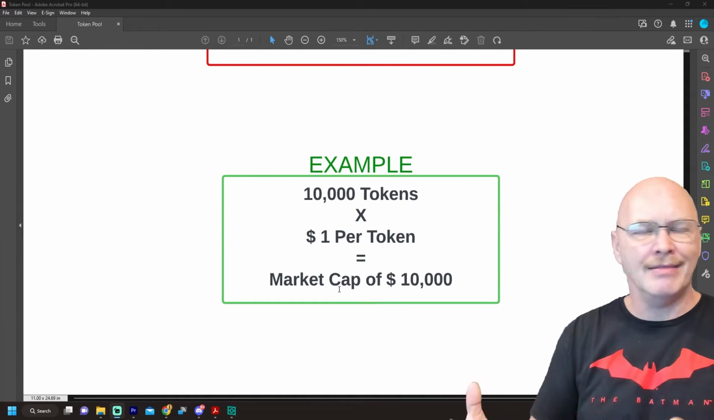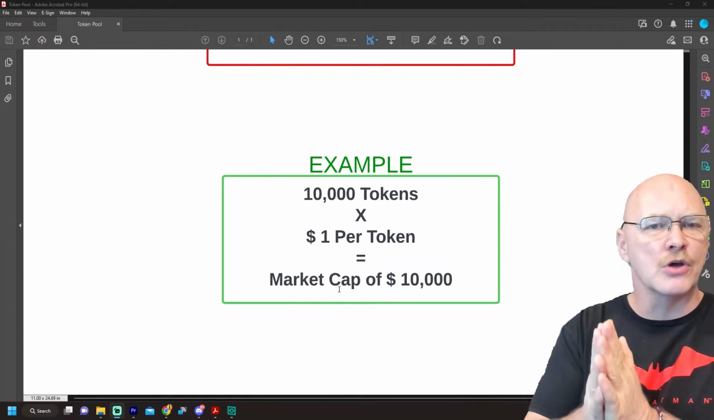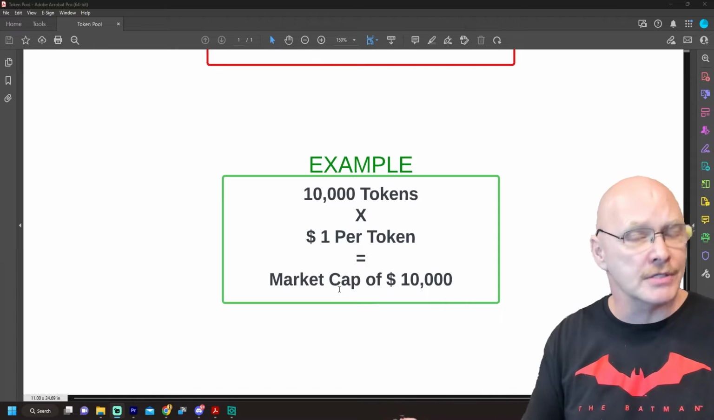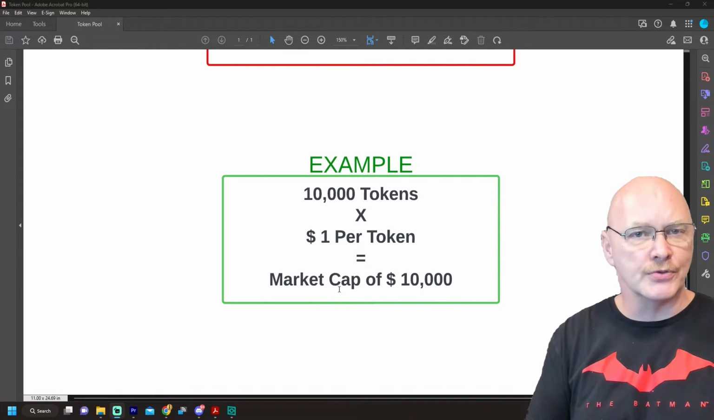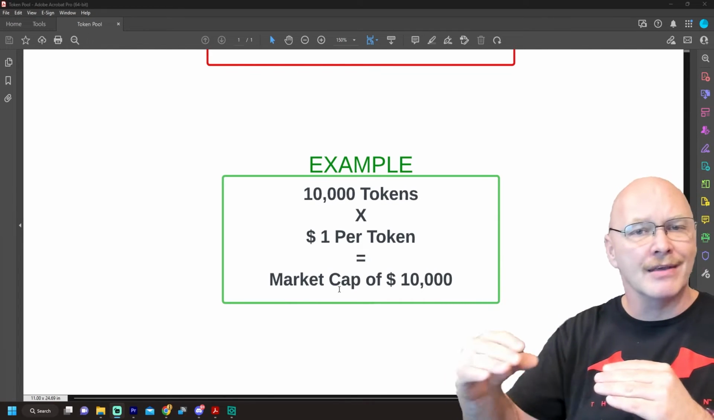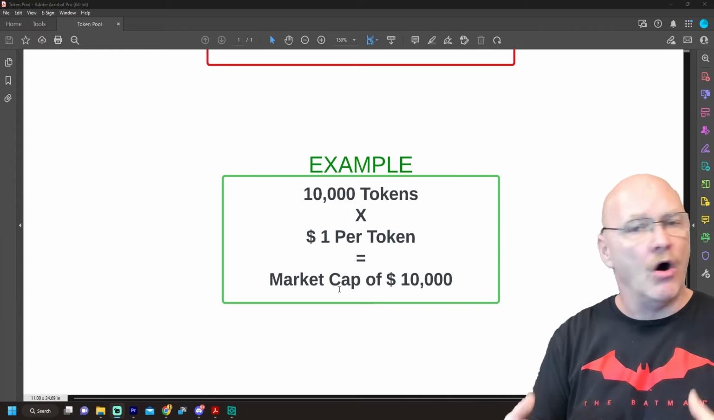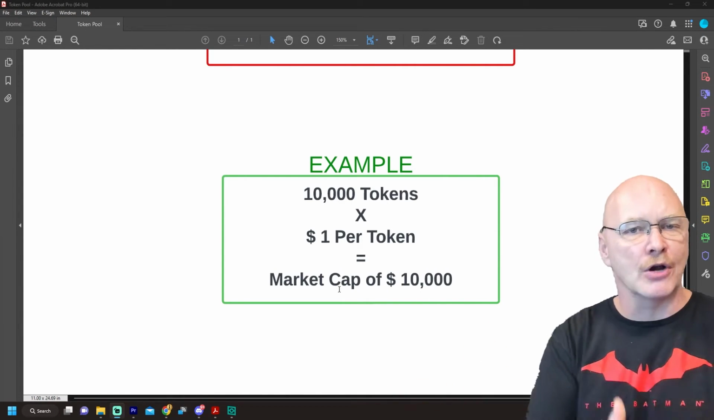So if we start with 10,000 tokens at $1 per token, what do you think is going to happen if 1,000 of those tokens suddenly get thrown away, or burnt as we call them? Well, realistically, that would raise the price of the remaining tokens, right? Because then you have $10,000 in value, but let's say you only have 9,000 tokens. So that's going to raise all the tokens by 10%. So really simple math if you start to work that out.